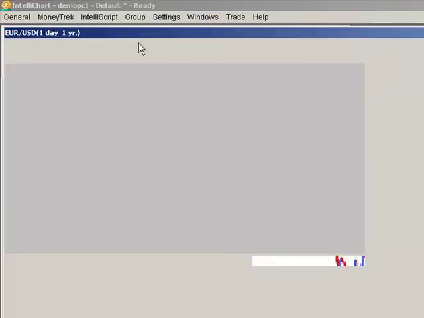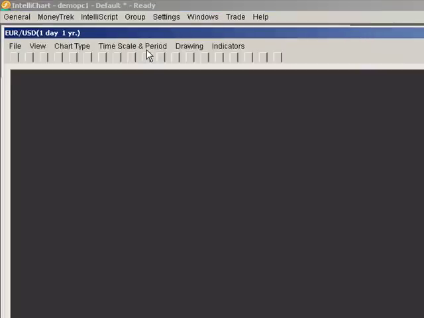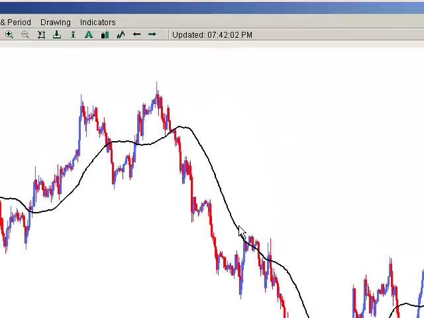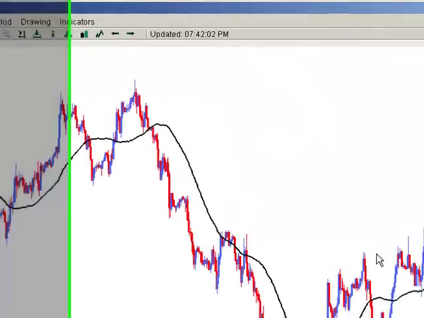And we can take a look, bring our daily chart back up here, and I'll bring it to an hourly so that you can see what a 50 SMA would look like there.